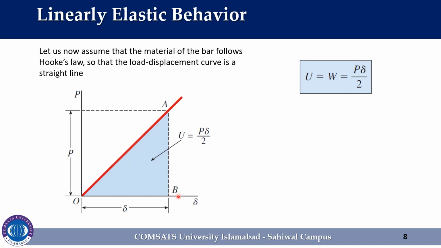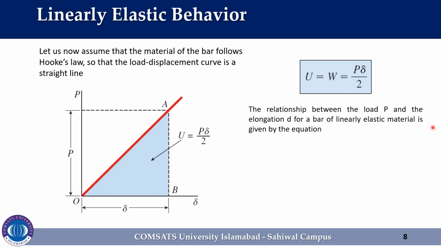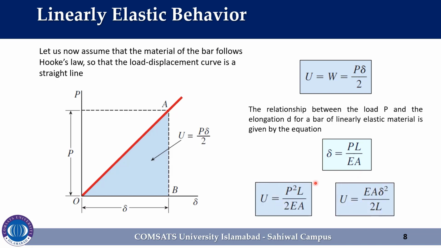The relationship between the load P and the elongation delta of a bar of linearly elastic material is given by the expression we already discussed in the previous sections: delta is equal to PL over EA. Combining this equation with the previous one enables us to express the strain energy of a linearly elastic bar in either of the following forms. Strain energy is equal to P squared L over 2EA. The other form is strain energy equal to EA delta squared over 2L.